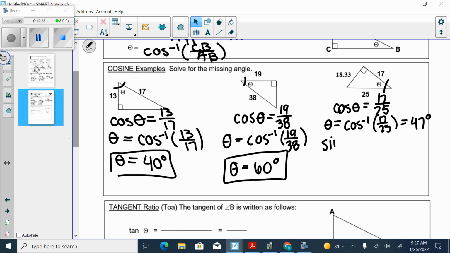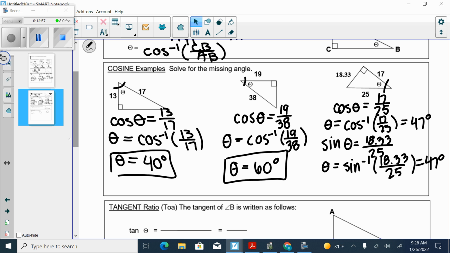So for sine, I'm looking for opposite over hypotenuse. What would that be here? All right. So we take our inverse of sine, and what do we still get? Right. Very good. All right. Now we just need to go over tangents.